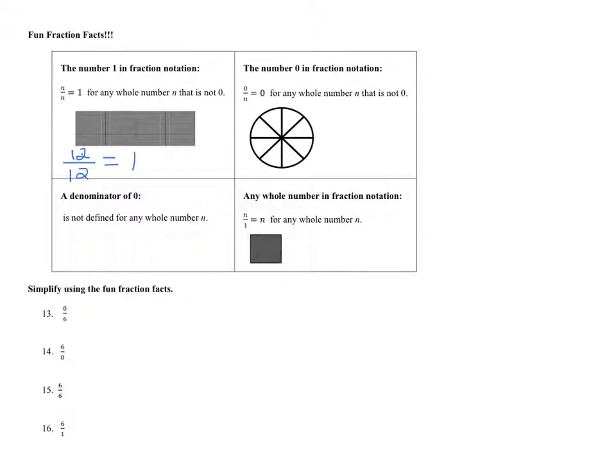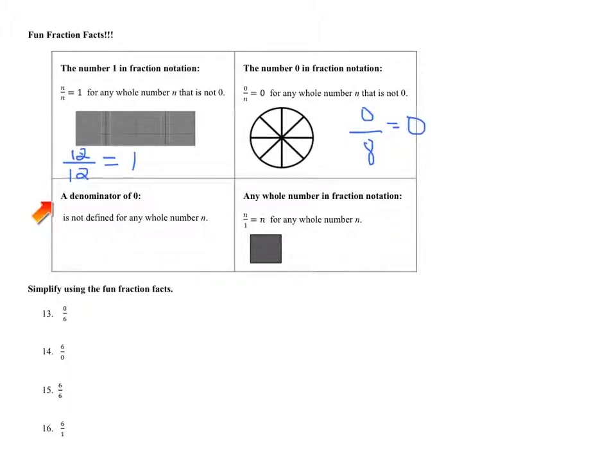Now the number 0 in fraction notation can be written as 0 divided by n for any whole number n that is not 0. So in this picture, you can see I have 8 spaces, none of which are filled in, so I have 0/8, which is just 0.